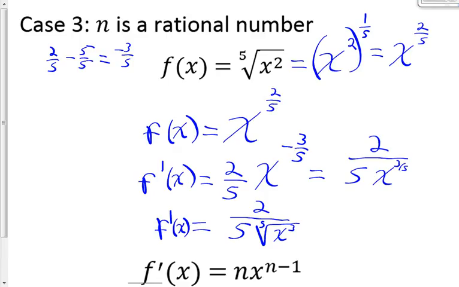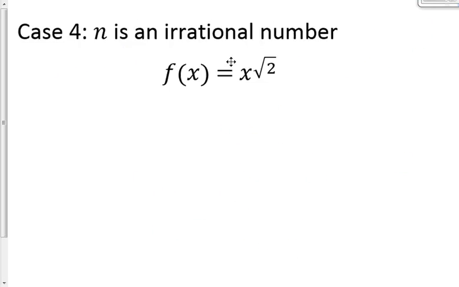All right, another case where this works is the case where n is irrational. The typesetting isn't great here. This is x raised to the power of square root of 2. So the power here is an irrational number. We can still use the power rule here. We can still use the power rule for this particular function to find the derivative.